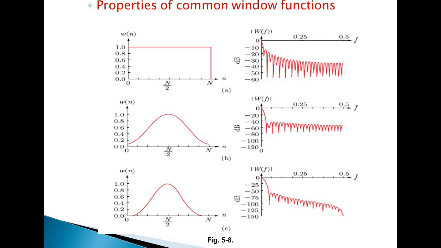See the properties of common window functions. Rectangular window is shown over there. See the minus 13 dB attenuation is there. The first ripple is present at minus 13 dB. Then for the Hamming window, see the stop band attenuation. The first ripple band attenuation goes on increasing, and therefore the frequency response will be smooth in case of the Hamming window.